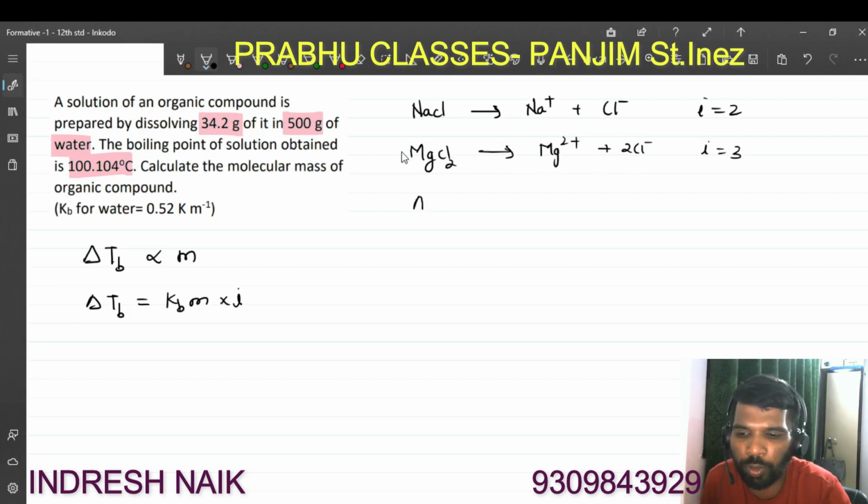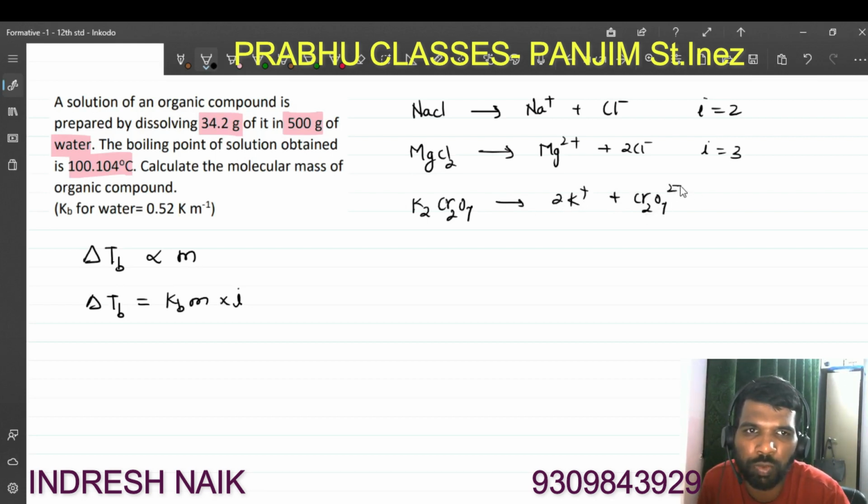Or we'll take K2Cr2O7. Here, 2K plus and Cr2O7 2 minus. So this is one ion and this is two ions. So here also i is equal to 3, right? So it's this way.